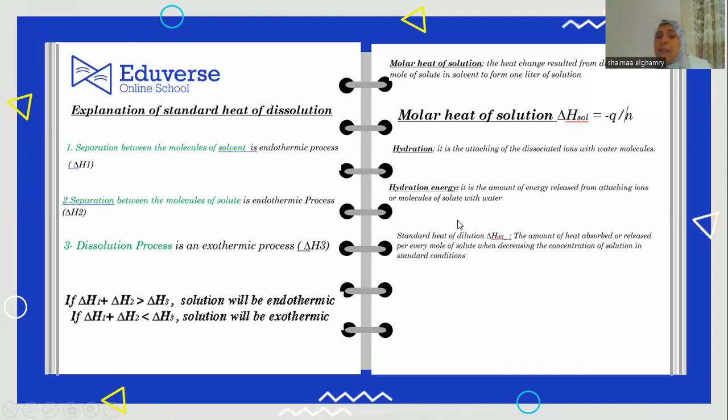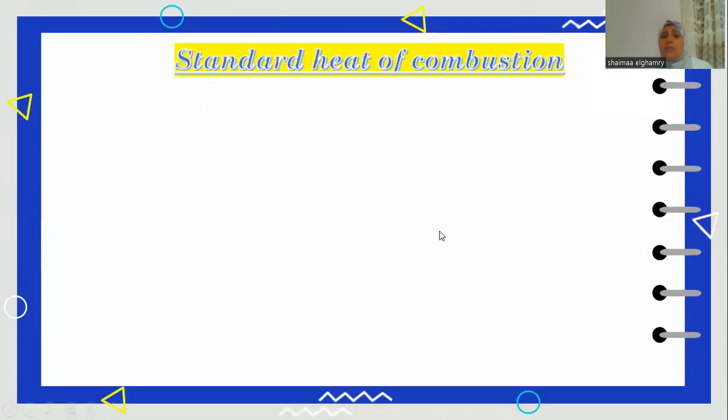Finally, we have delta H dilution. So now we have a solution, okay? This solution may be an endothermic solution, or may be an exothermic solution. We are going to dilute this solution. Also, a dilution can be an endothermic dilution or an exothermic dilution.